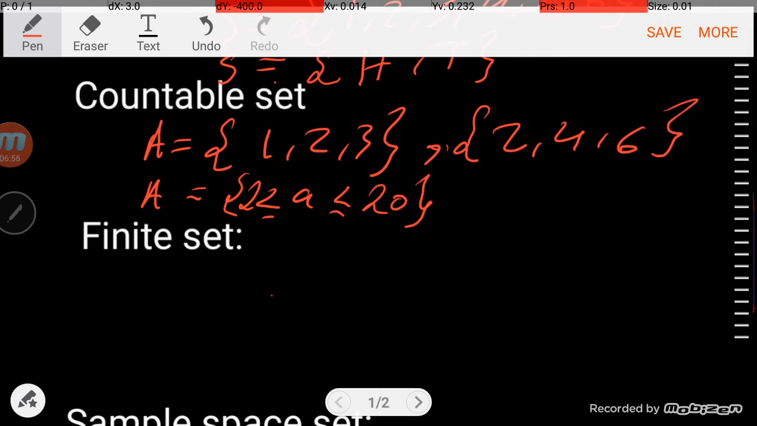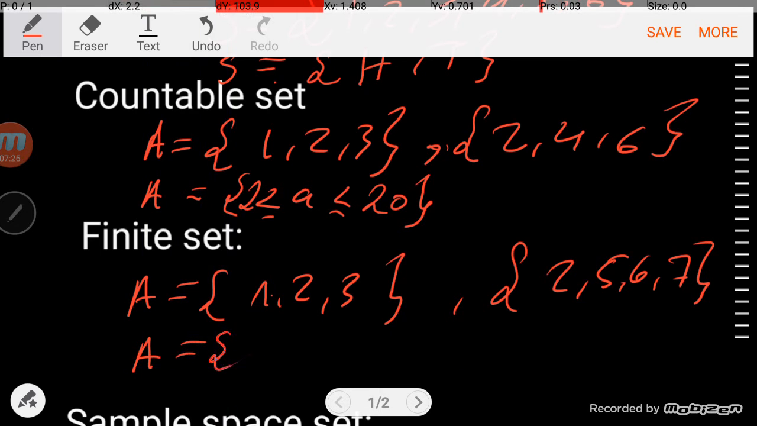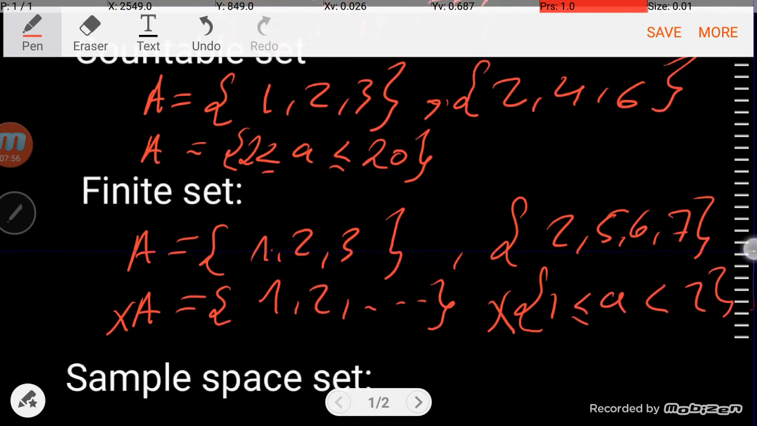Finite set, if we can count these elements, for example, A equal to {1, 2, 3}. We can count these elements 1, 2, 3, or {2, 5, 6, 7}. It is finite. But if A equal to {1, 2, ... to infinity}, it is not countable. So we can say it is infinite. By the way, continuous also is infinite. A more than 1 and less than 2 is also infinite.